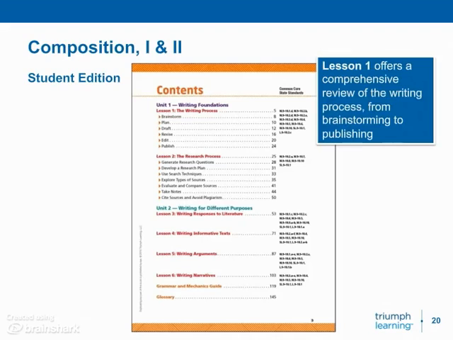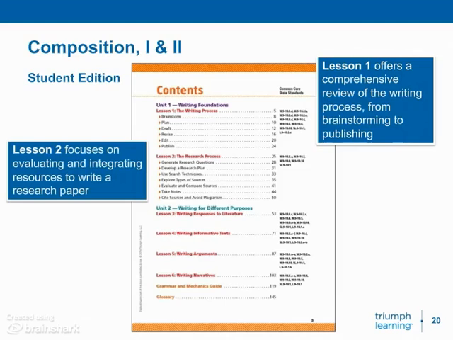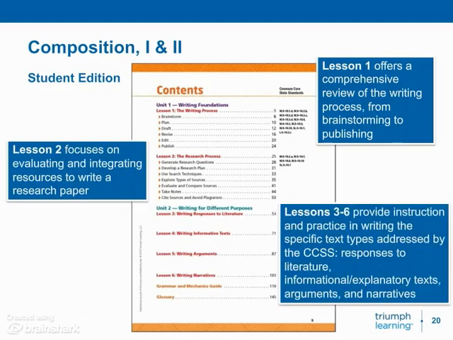Lesson 1 offers a comprehensive review of the writing process from brainstorming to publishing. Lesson 2 focuses on evaluation and integrating resources to write a research paper. Lessons 3 through 6 provide complete instruction and practice in writing the specific text types addressed by the Common Core State Standards: responses to literature, informational and explanatory texts, arguments, and finally, narratives.